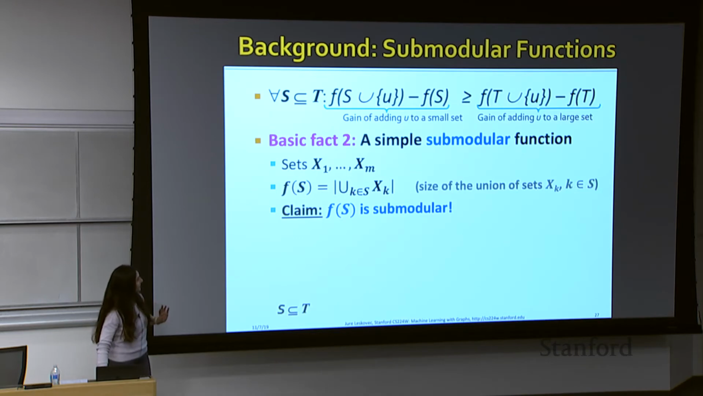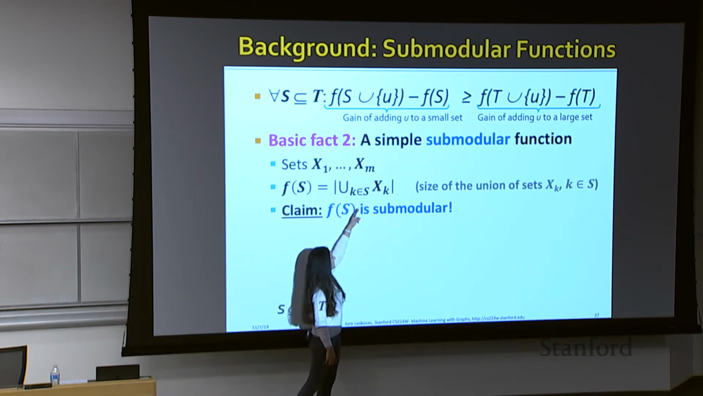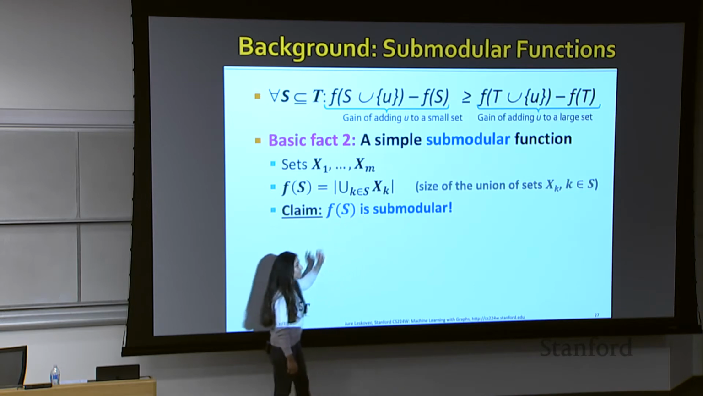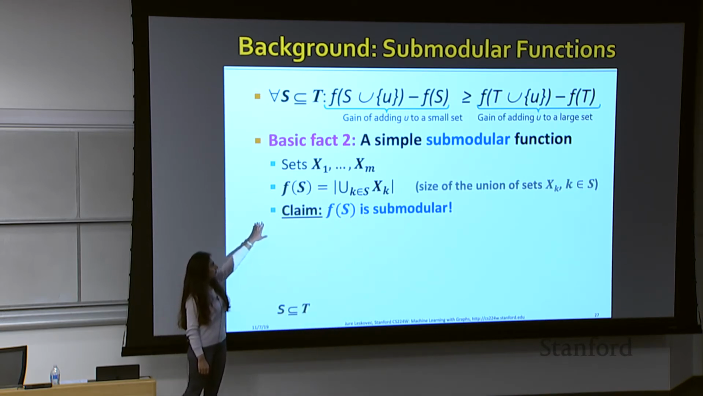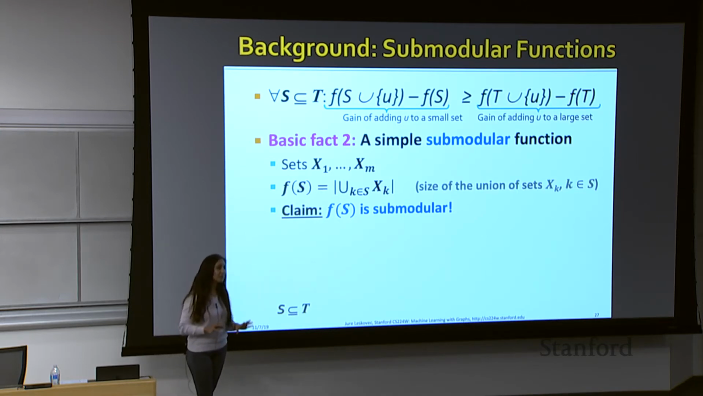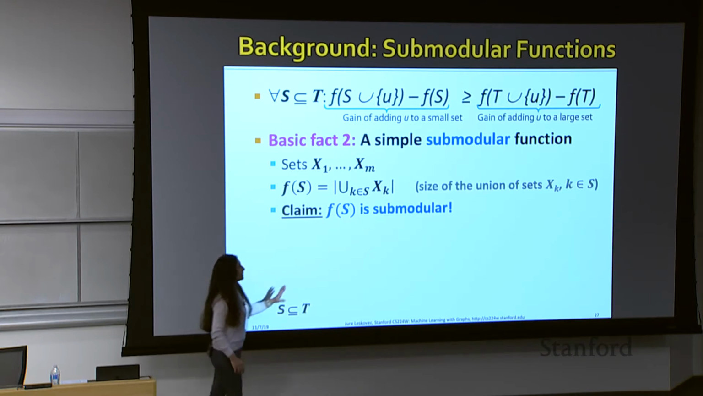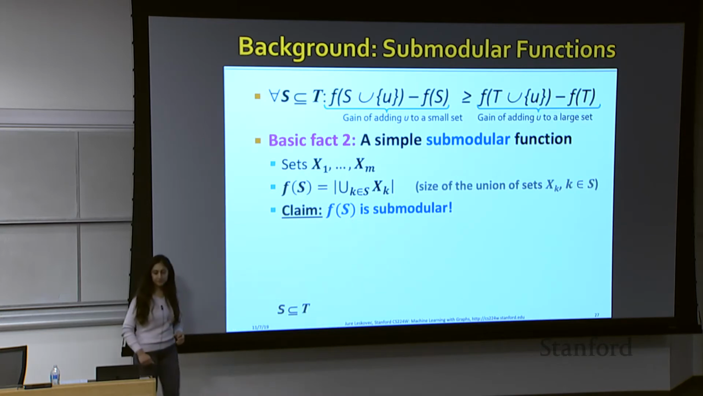In our case, this is our influence function. If we have k elements in our set S, and this is the influence set for each of those people, we are interested in finding the cardinality of the union of the people who are activated, and we want to show that this function is submodular. Currently, I'm not talking about the probabilities or anything like that. We just assume that we know the cardinality of x, right?